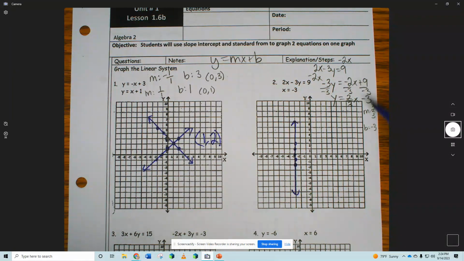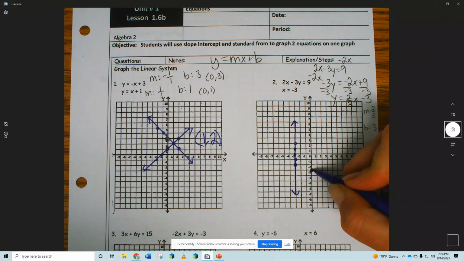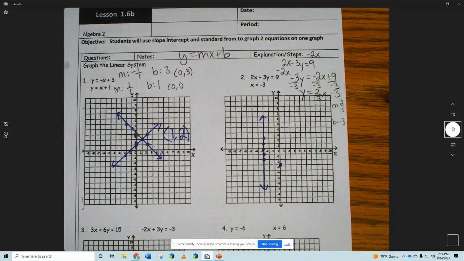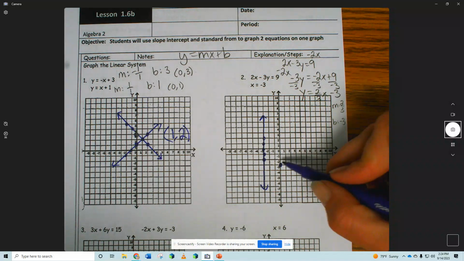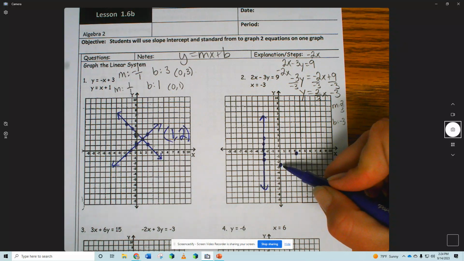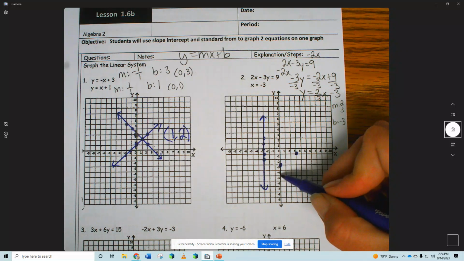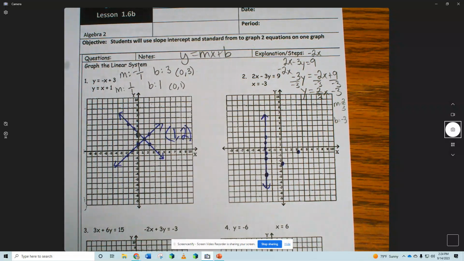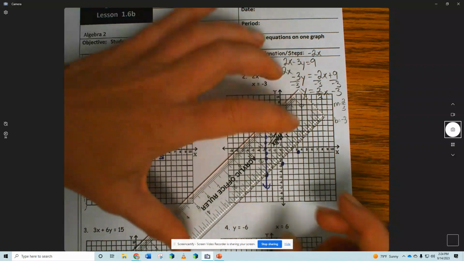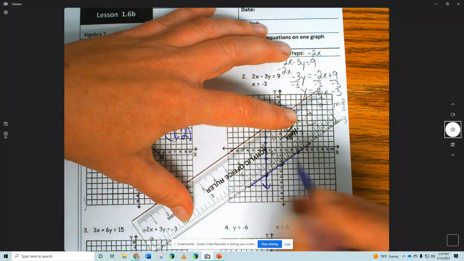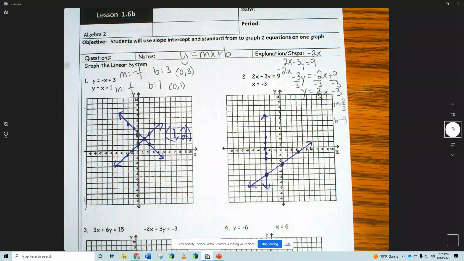Okay. Then I'm going to begin at negative 3. My top equation: rise 2, run 3. My slope is 2/3. That's an uphill line. Rise 2, run 3. You've got to go backwards: down 2, left 3. And I found my point of intersection. Okay?